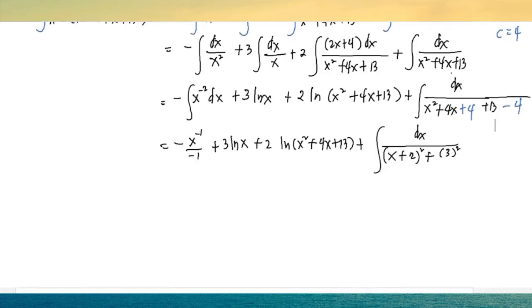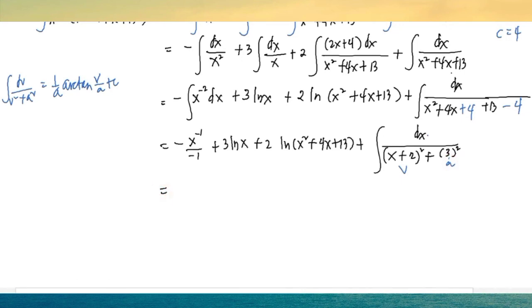So if we recall the formula, the integral of dv over v squared plus a squared is just equal to 1 over a arctangent of v over a plus c. So since our v here is x plus 2 and the derivative is dx, so pwede natin gamit yung formula natin, and here your a is equal to 3.